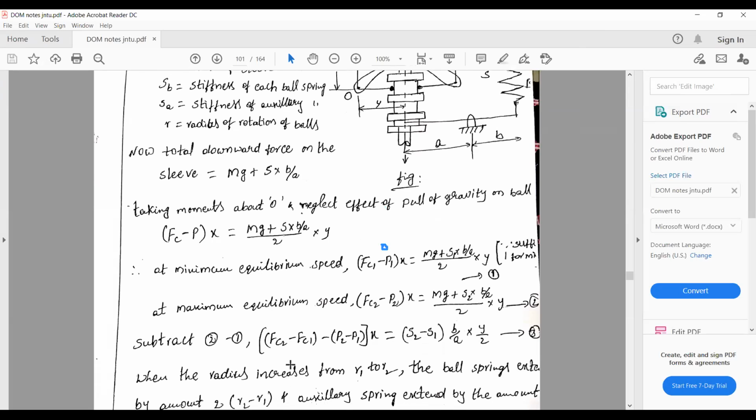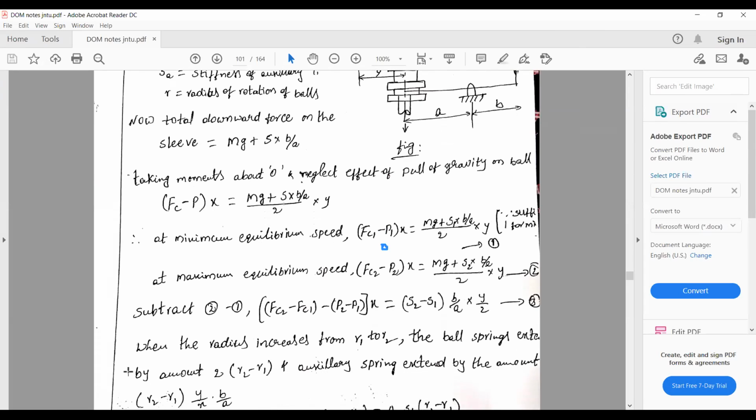When we take equations 1 and 2, just subtract 2 minus 1. Then the values are Fc2 minus Fc1 minus P2 minus P1, into X, equals S2 minus S1 into b by a into y by 2. It is taken as equation number 3.